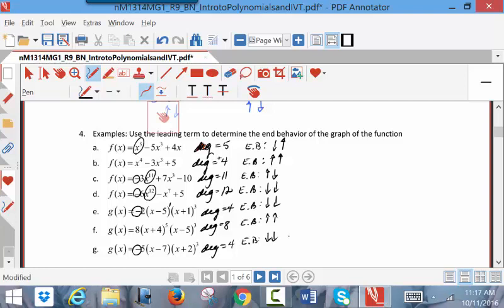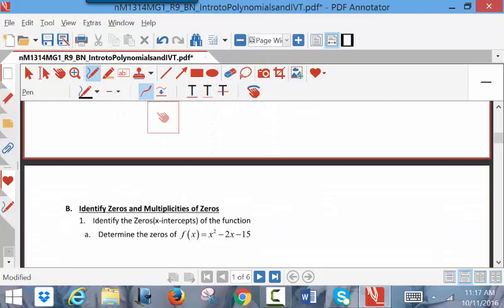Okay, so don't memorize the arrows. Memorize even being x squared and odd being x cubed, and you'll get that correct. Okay. All right, let's see what's on the next page.